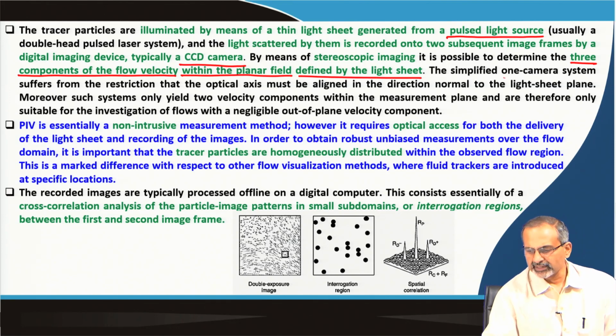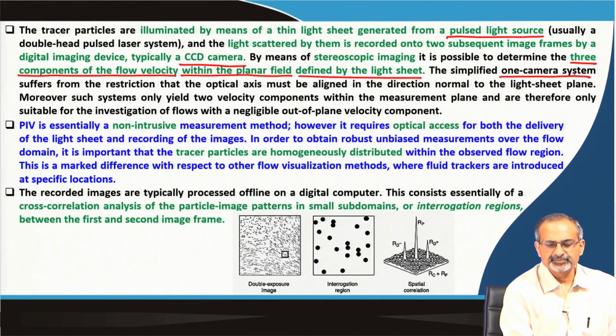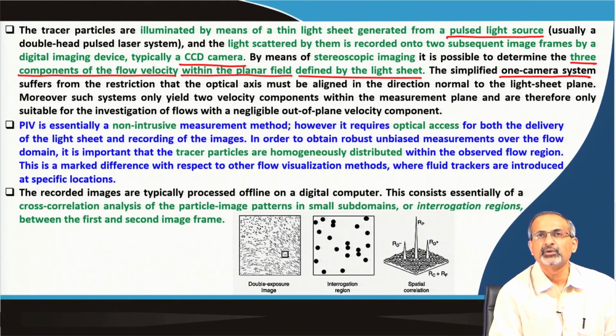However, with a one camera system, it has the restriction that the optical axis must be aligned in the direction normal to the light sheet plane. This is a very restrictive situation. Moreover, such systems only yield two velocity components within the measurement plane and are therefore only suitable for investigation of flows with a negligible out of plane velocity component.